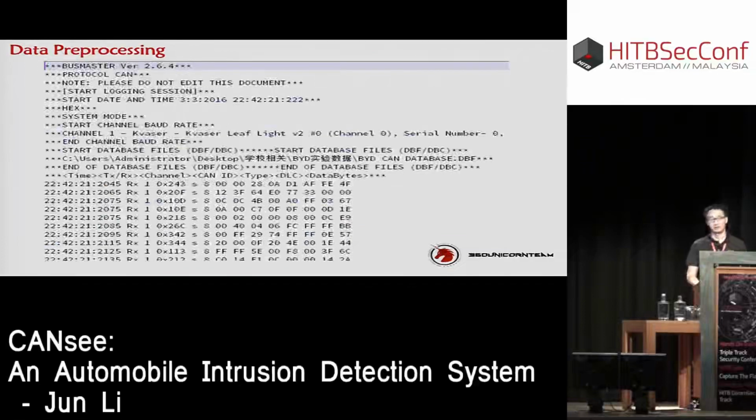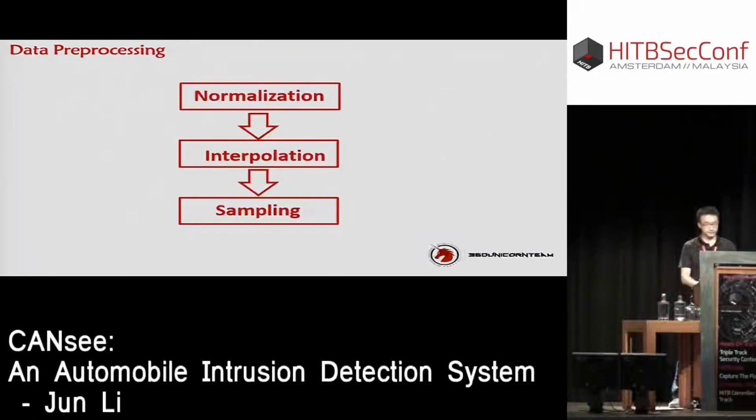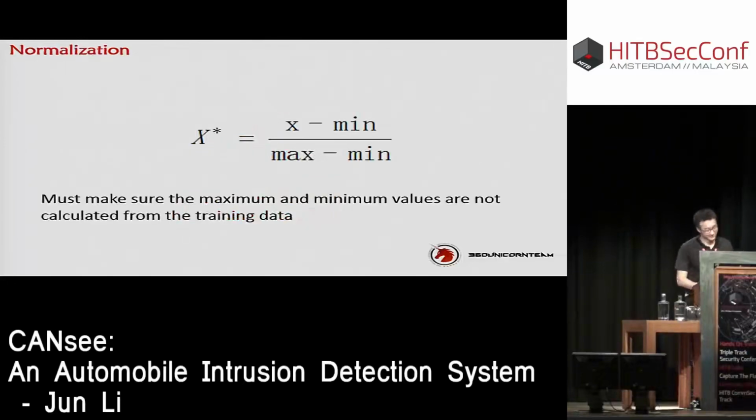Okay, this is the CAN data log output of the CAN analyzer. Everything I do is based on this log. The data process script takes this log as its input, and then outputs a table of data. The data has to go through these three steps: normalization, interpolation, sampling. I think that doesn't need to be explained. I think it's very simple.